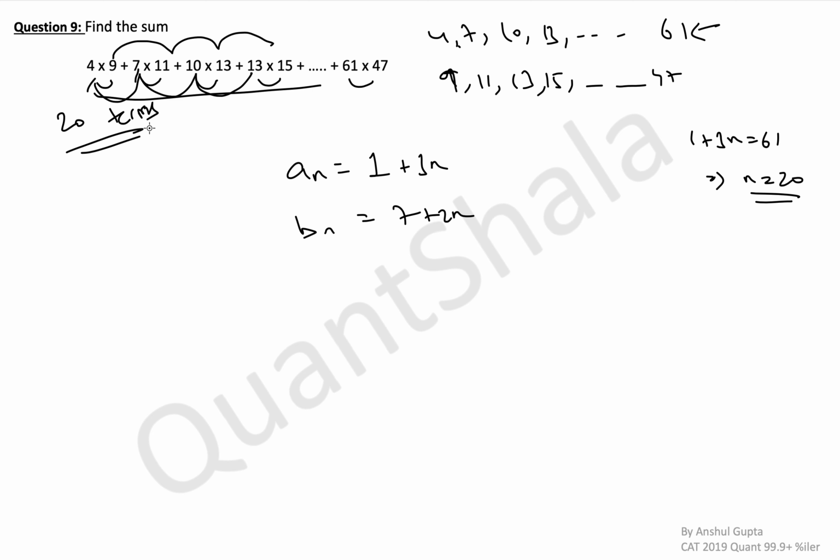You can validate this by the second thing also. If you put 20 here, what do you get? 20 into 2 is 40. 40 plus 7 is 47. So again 20 terms. Okay. So what is each term?